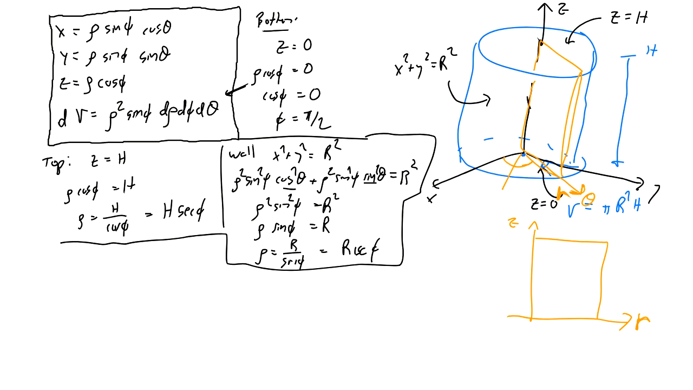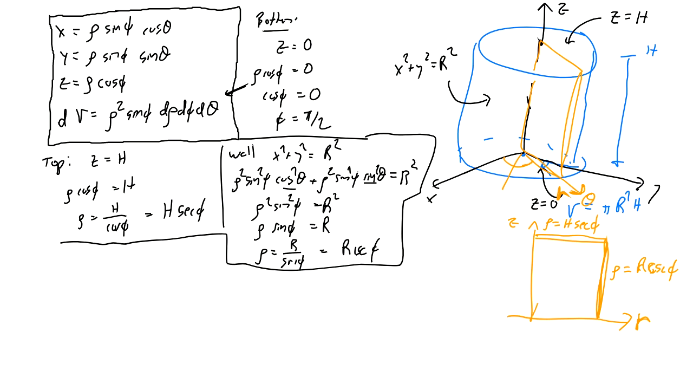This top line is part of the plane z equals h. So that top line is the same as rho equals h secant phi. And this part, the vertical line, is part of the cylindrical wall. And that's the same as rho equals r cosecant phi.